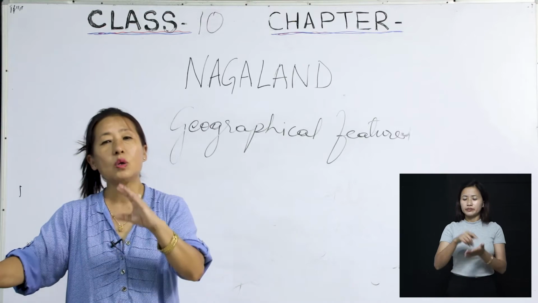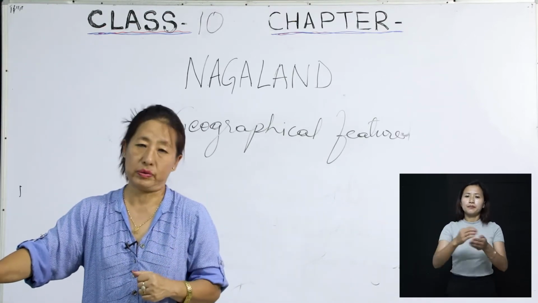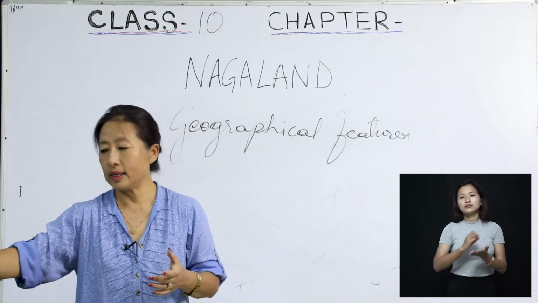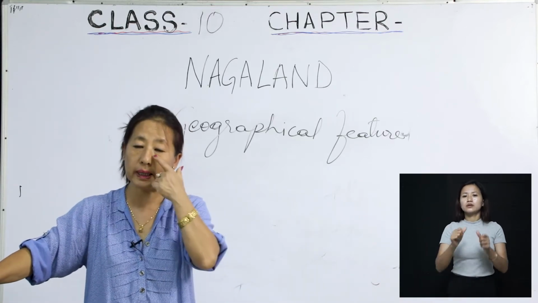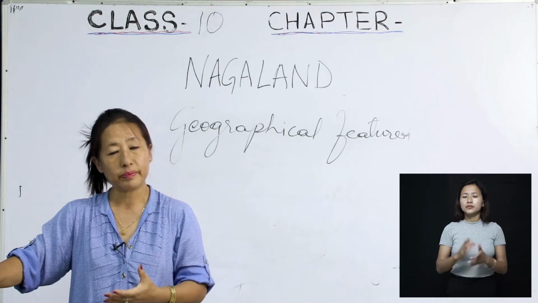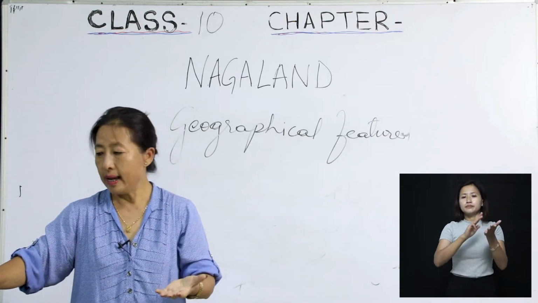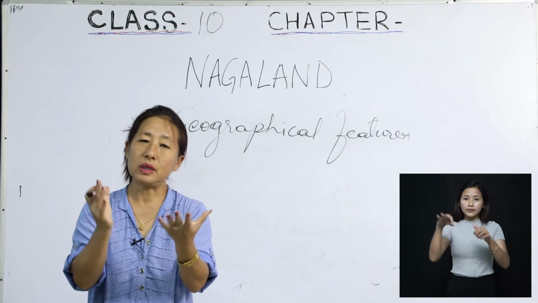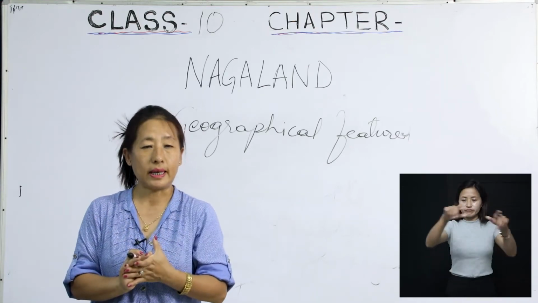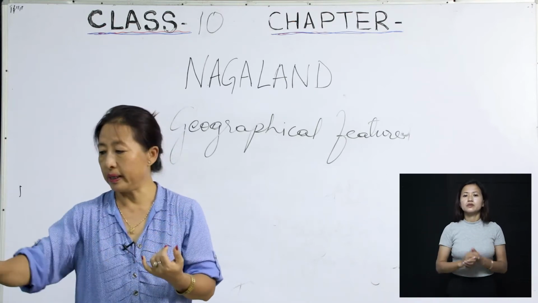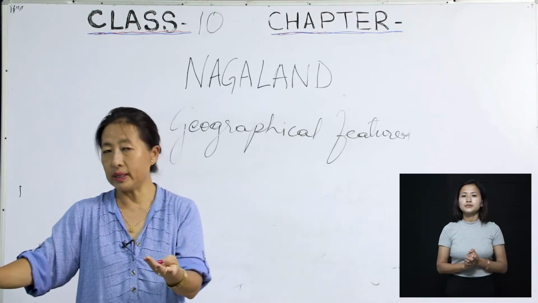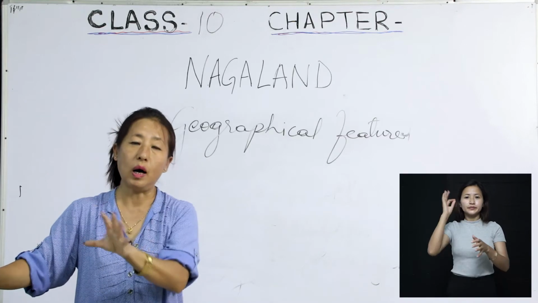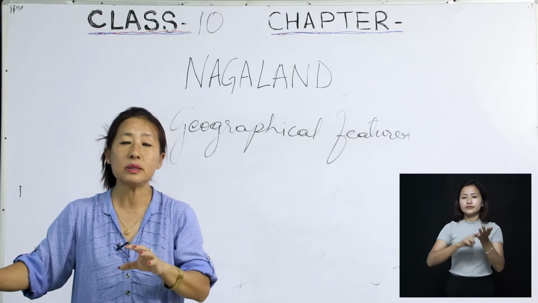Then apart from this, you also need to mention the neighboring states. Here it is mentioned that Nagaland is bounded by the state of Arunachal Pradesh on the north, then Manipur on the south, Myanmar on the east and Assam on the west. So that is where the state of Nagaland is situated, okay.